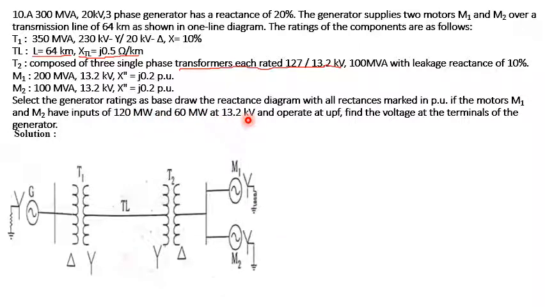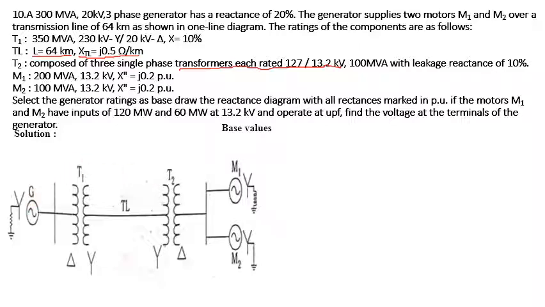working at 13.2 kV. This is somewhat the same as the previous numerical we solved, operating at UPF. Find the voltage at the terminal of the generator. So we need to calculate the terminal voltage of the generator. We know the power, and these are working in parallel, so we have to calculate the VR value, then the current, and the total reactance, then come to the generator G.